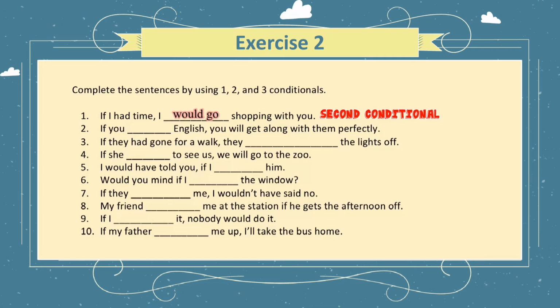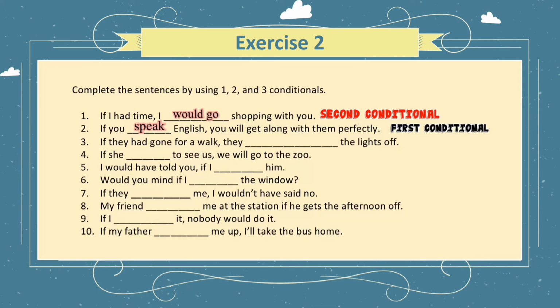Number 2: if you blank space English, you will get along with them perfectly. As we can see at the second sentence, it uses "will get". It is a simple future, and this is the first conditional. So the answer is, if you speak English, you will get along with them perfectly.